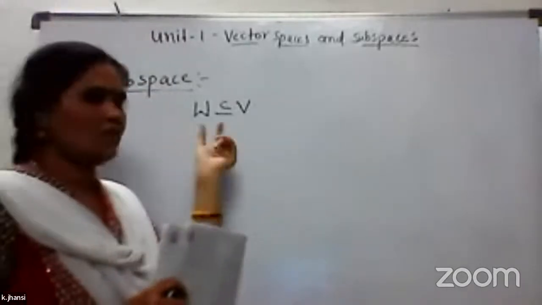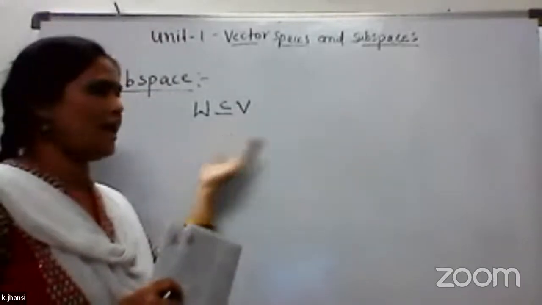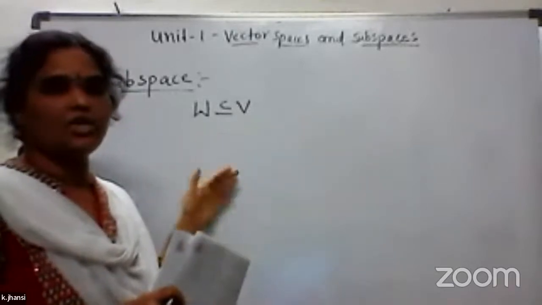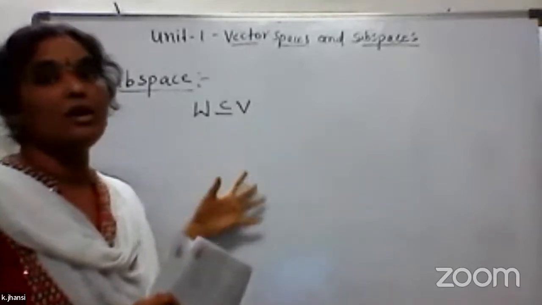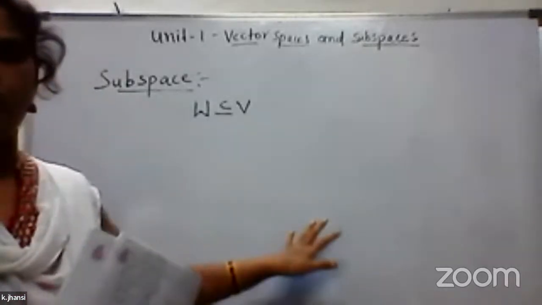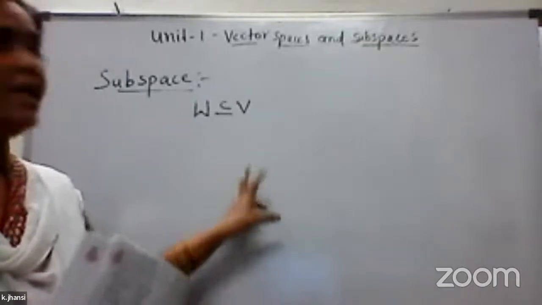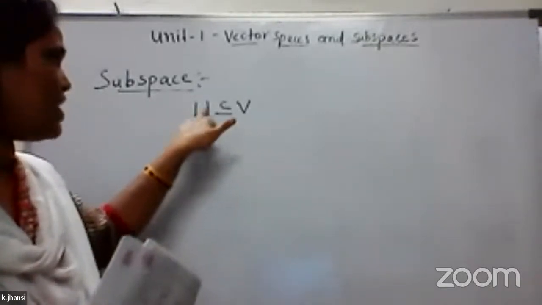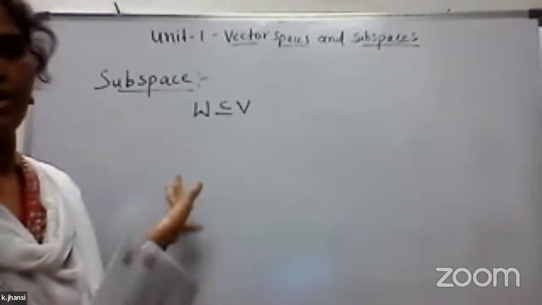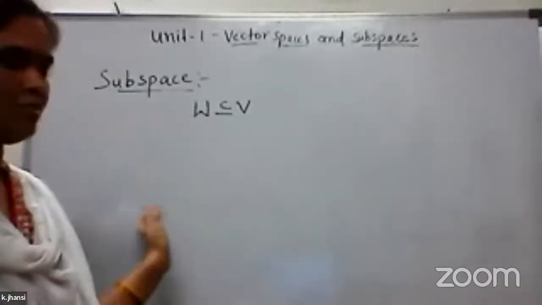That means first, V comma plus is an abelian group; second, A into alpha belongs to V; third, the distributive laws; fourth, the associative law; and fifth, 1 into alpha equals alpha. All the 6 properties. If this W also satisfies them, then W is called a subspace of V. This is the actual definition of the subspace.